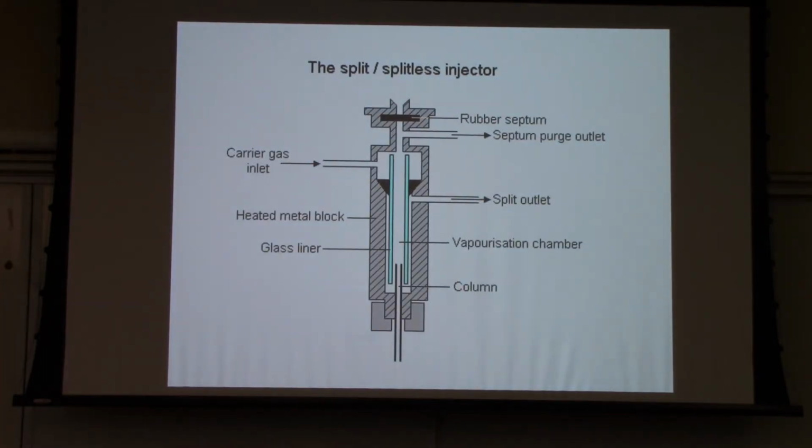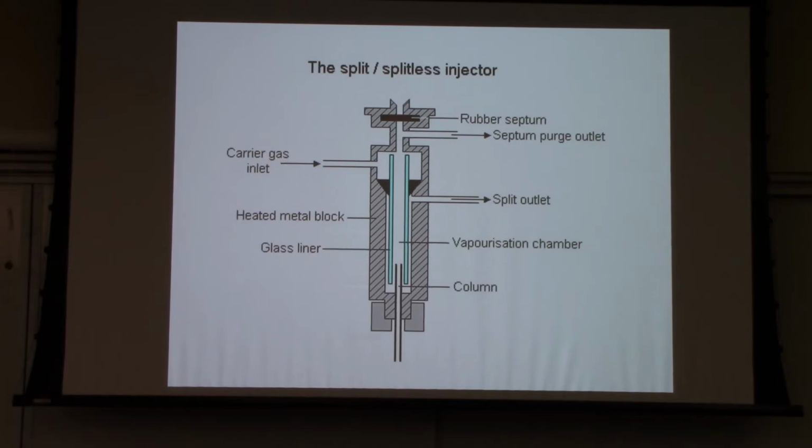For the injector, when you put the sample into the column, there is a split and splitless injector, depending on the sample you're trying to analyze. The carrier gas is hooked to the injector, and once you have the sample in the syringe, you push it in, and only a very small amount of sample will get into the column. The carrier gas will carry the sample through the column until it comes out from the other end.